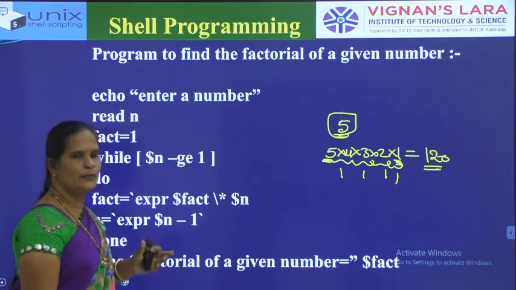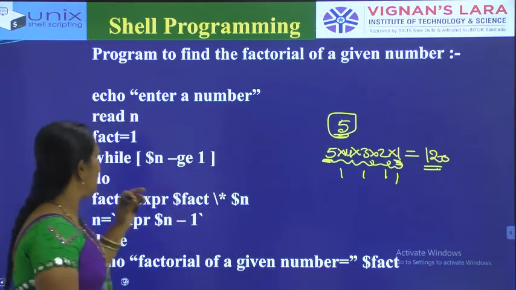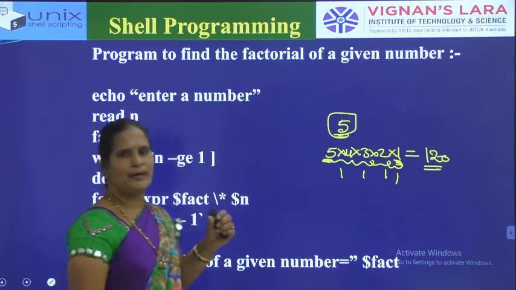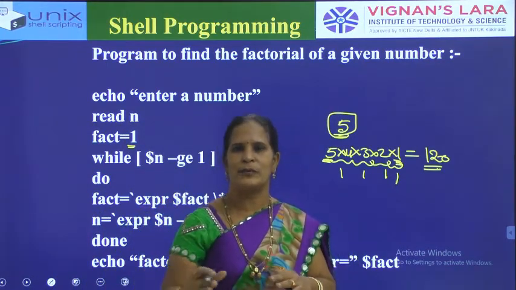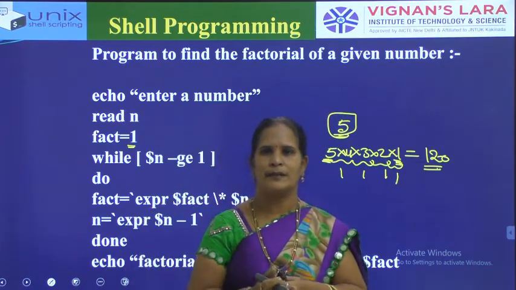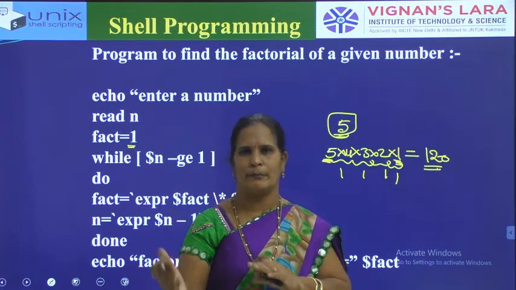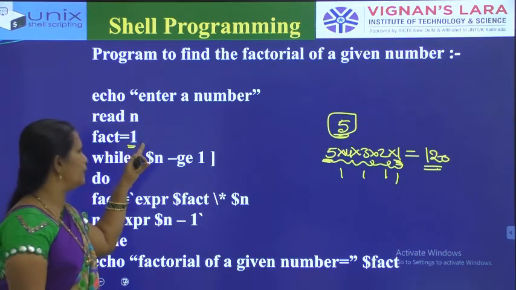Next, I initialized the fact variable. This variable is used to store the factorial of a given number. I initialized this variable with 1: fact is equal to 1. Why did I initialize fact with 1? In multiplication, anything multiplied by 1 is equal to that number only, whereas for a sum, I have to initialize the variable with 0. For multiplication, if we multiply anything with 1, we will get the same number. That's why I initialized the fact variable with 1.